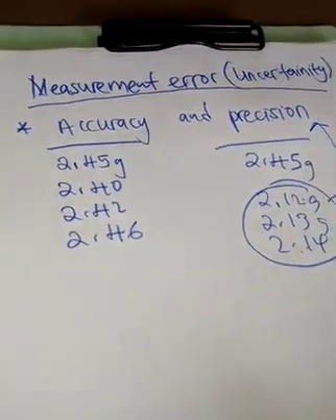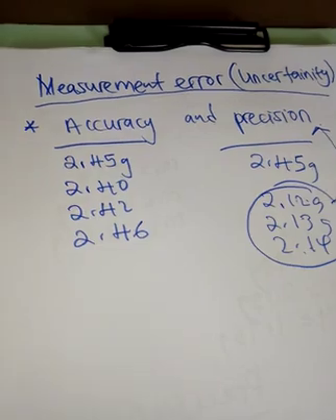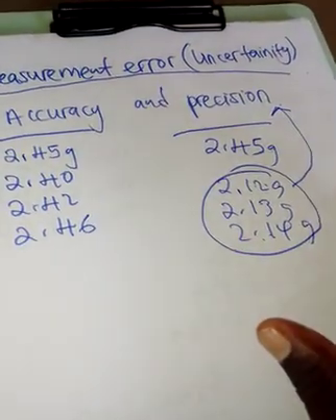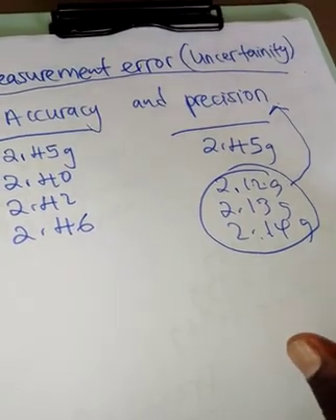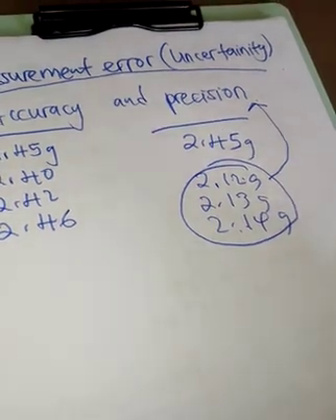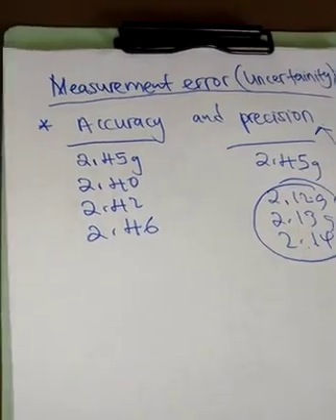So I'm repeating again, accuracy is simply how close a measured value is to the true value. Then precision is how close two or more measured values of the same quantity are with each other. Okay, so that's the difference.